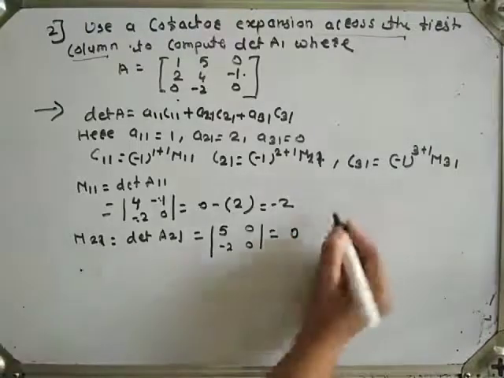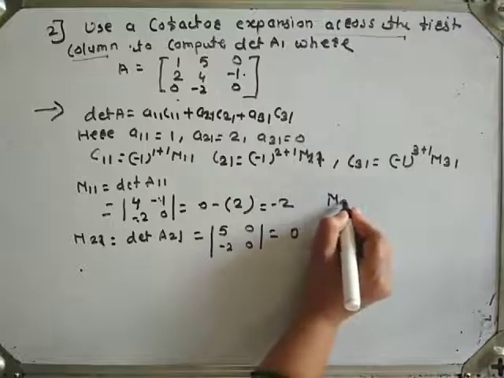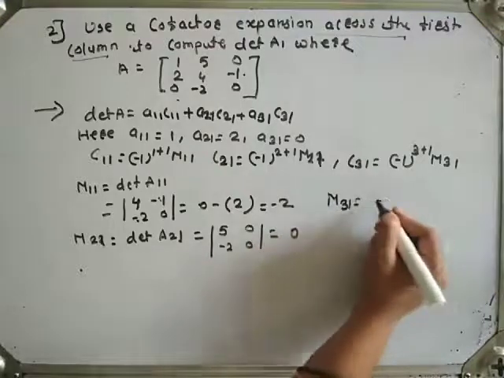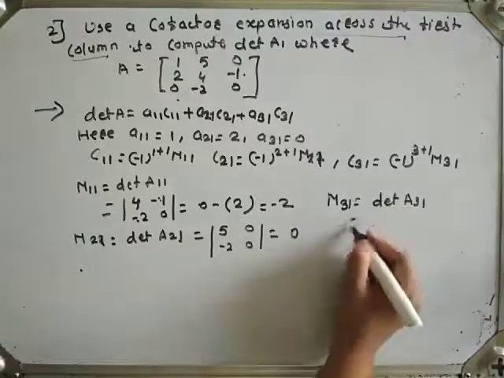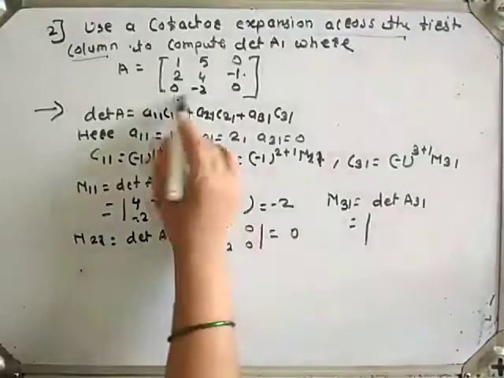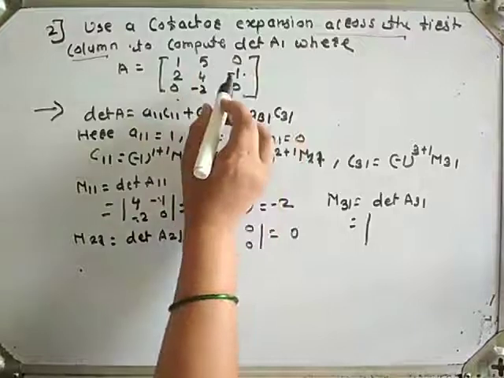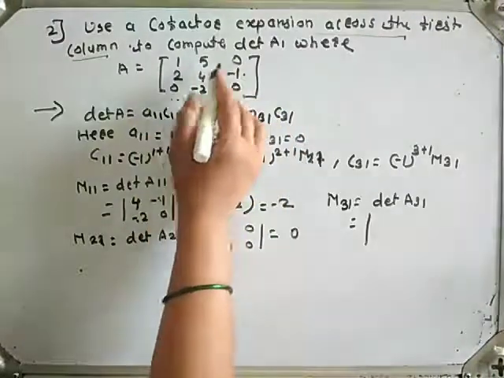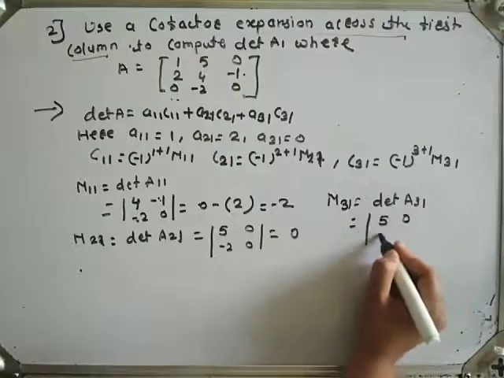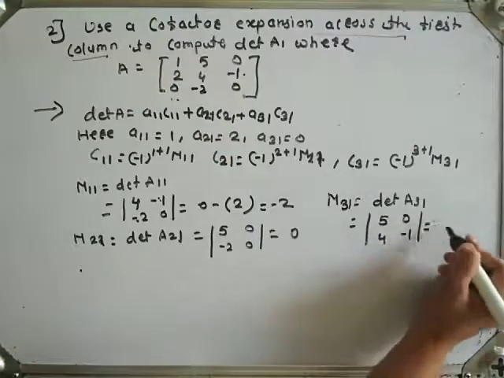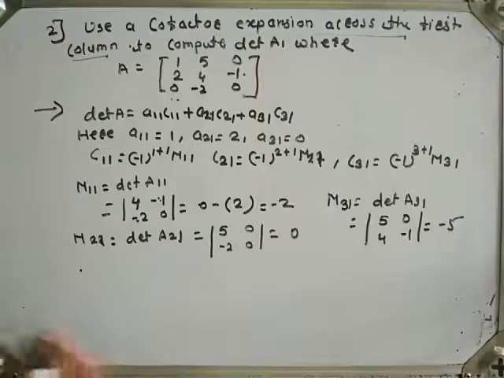Next is M31, which is equal to the determinant of A31. Delete the third row and first column. So the determinant of [5 0; 4 -1] is equal to -5.